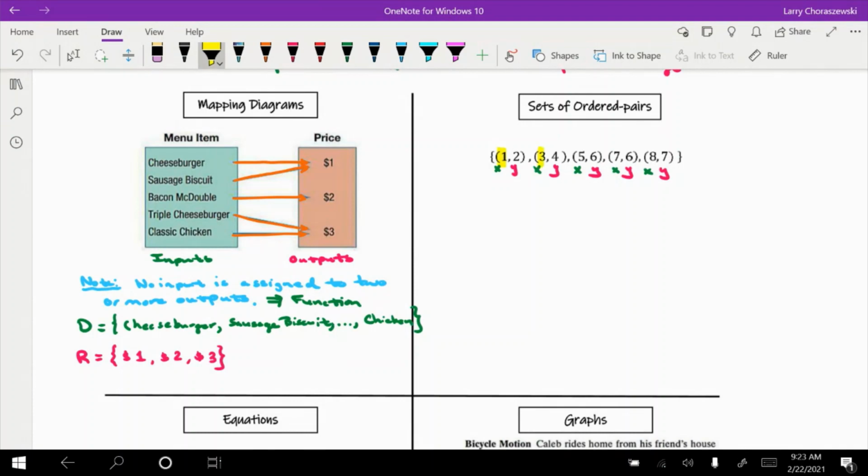Likewise with 3, that's only showing up once in this list. So is 5, so is 7, and so is 8. So I'm going to make a note similar to the last version of a function. I'm simply going to put no repeat x values. And if that's the case with a set of ordered pairs, then you have a function.